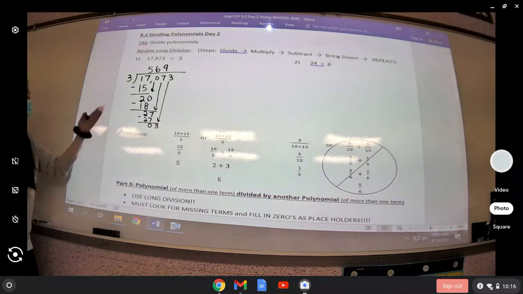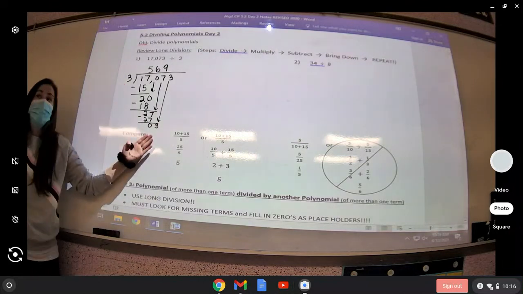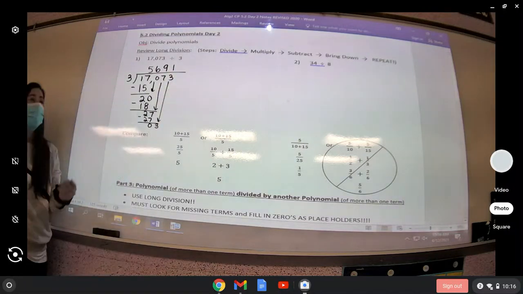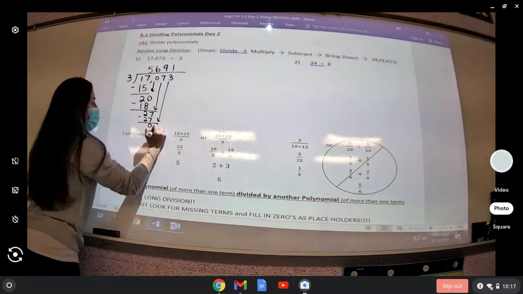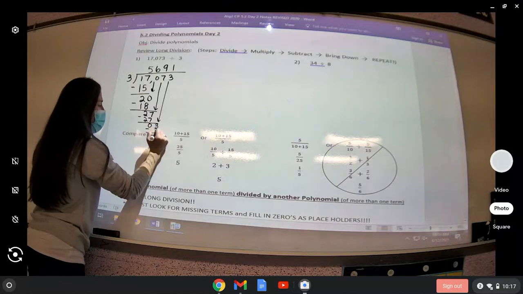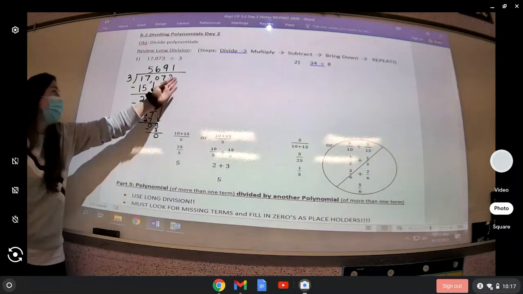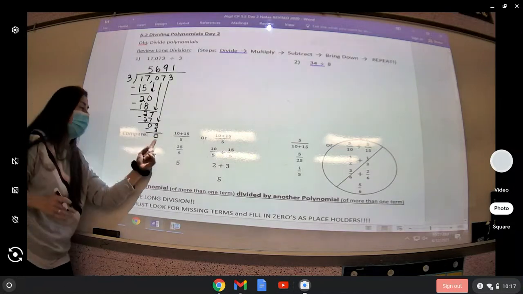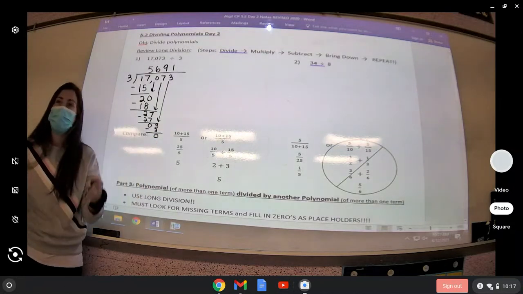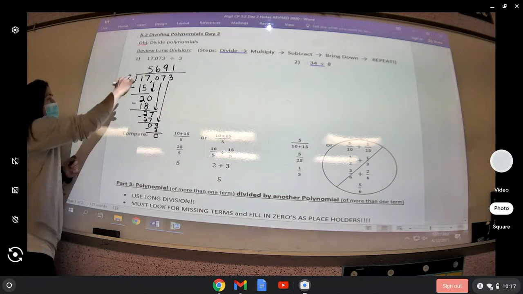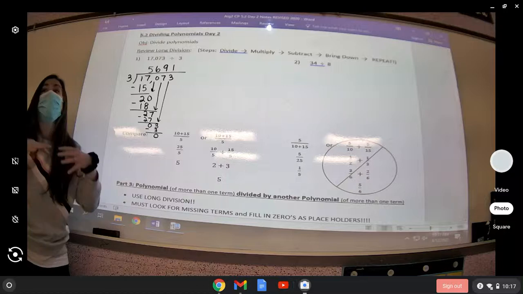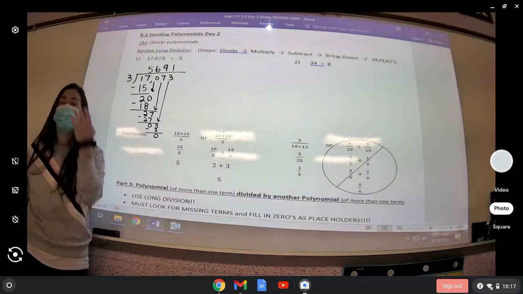And now we do it again. How many times can 3 go into 3? 1 time. So we put a 1. Now we multiply. 1 times 3 is 3. We subtract. We get nothing. And since there's nothing left to bring down, that means we're done. And to be left with nothing is the best case scenario. It means that 3 divided in evenly, and this represents your remainder, but there isn't a remainder.